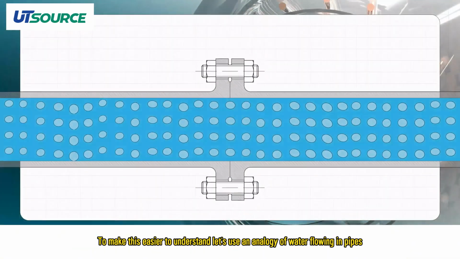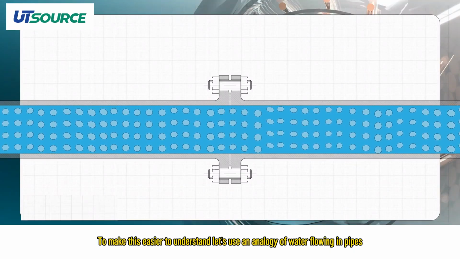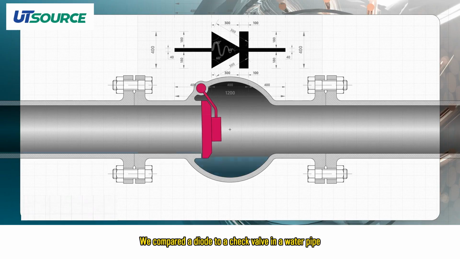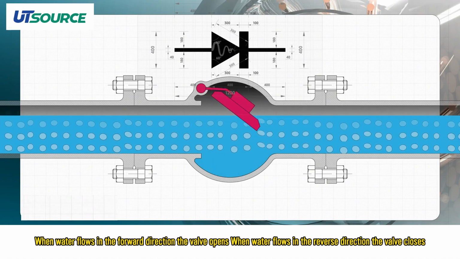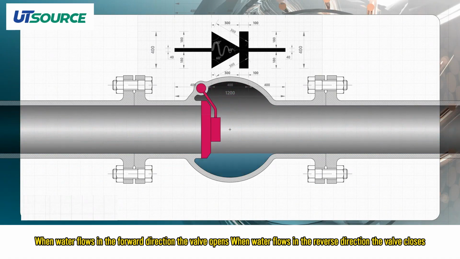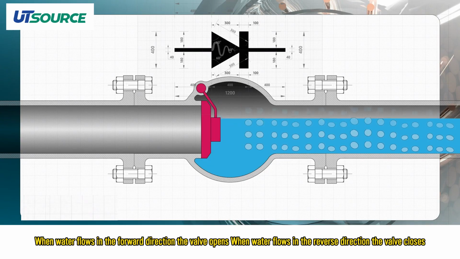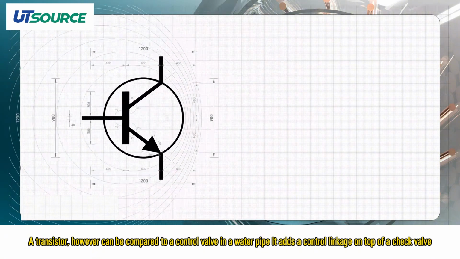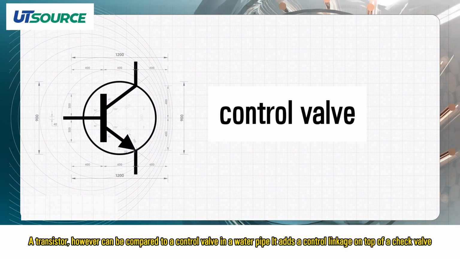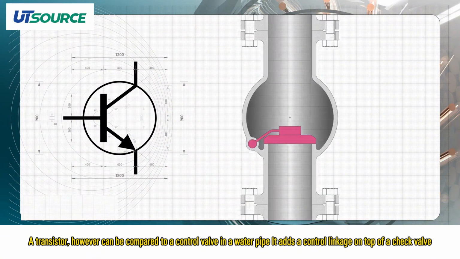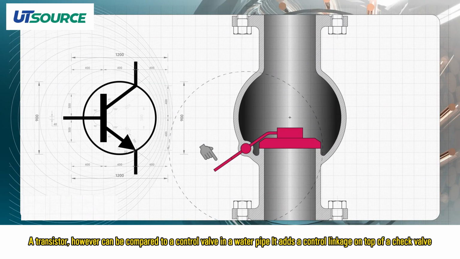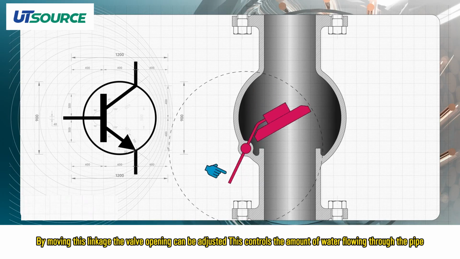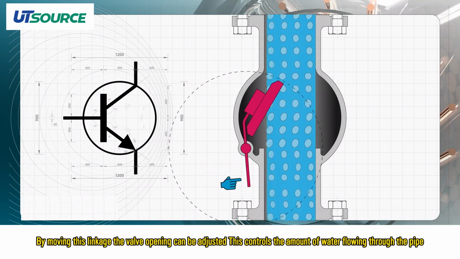To make this easier to understand, let's use an analogy of water flowing in pipes. We compared a diode to a check valve in a water pipe. When water flows in the forward direction, the valve opens. When water flows in the reverse direction, the valve closes. A transistor, however, can be compared to a control valve in a water pipe. It is a control linkage on top of a check valve. By moving this linkage, the valve opening can be adjusted. This controls the amount of water flowing through the pipe.